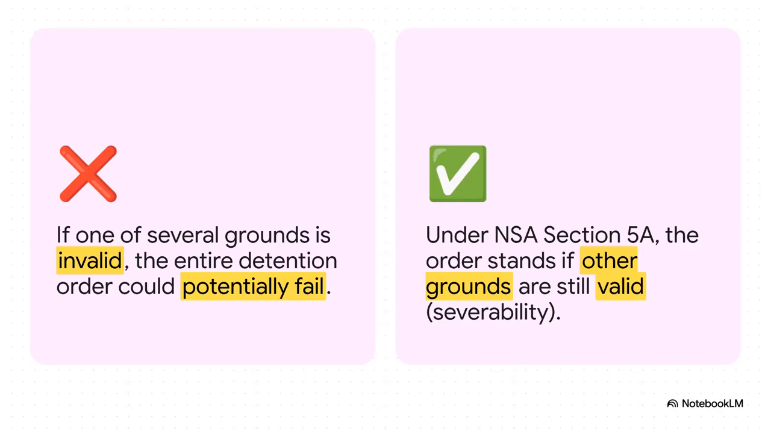Now, this brings us to a fascinating legal point. What if a detention order is based on, say, 3 different reasons, but a court later finds that one of them is invalid? Normally, that might make the whole order fall apart, but Section 5A of the NSA introduces this idea of severability, which means the order can still be valid based on the other legitimate grounds. It makes it a lot tougher to challenge.